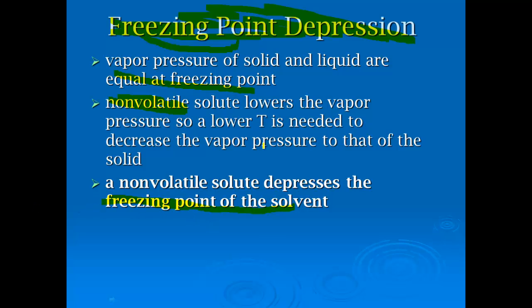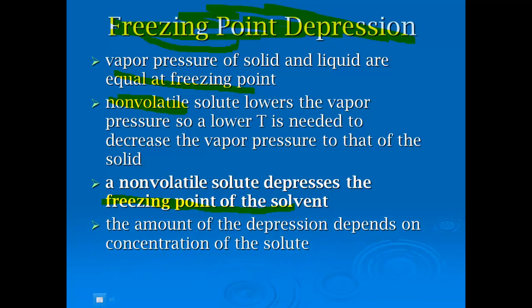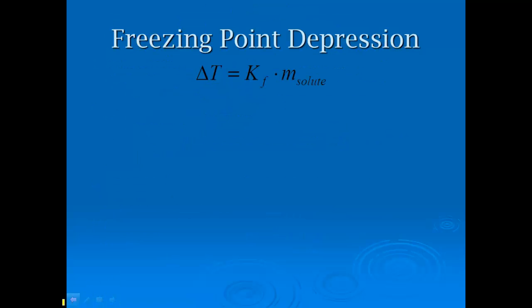This is the same reason that we put salt on the roads to melt ice, because as soon as the salt and the water mix, it actually lowers the freezing point or the melting point, because it's the same temperature, which allows the solution to melt even though it's at the freezing point of water. So the amount of depression, again, depends on the concentration of the solute.